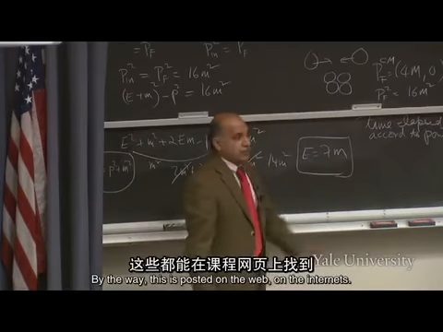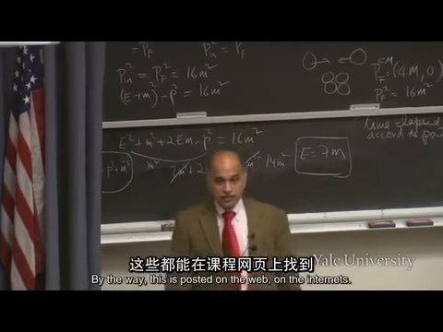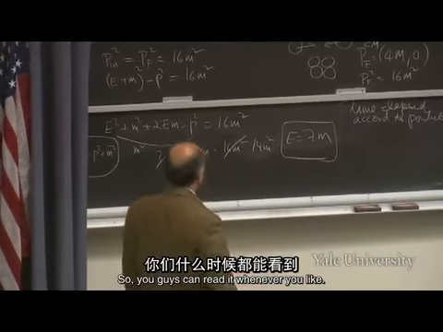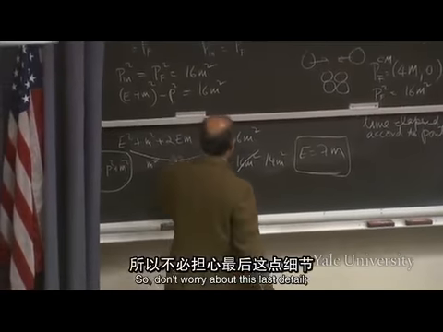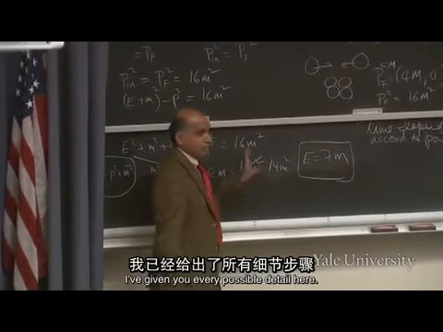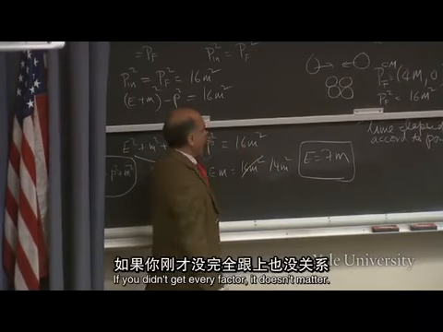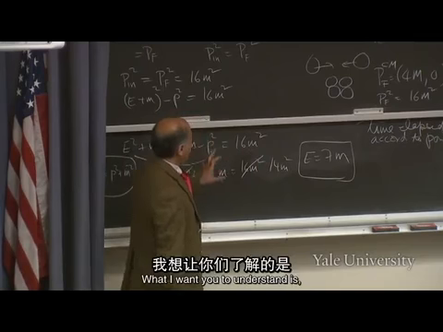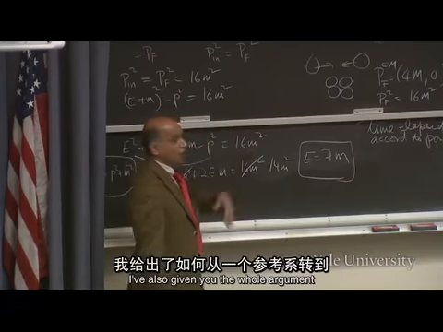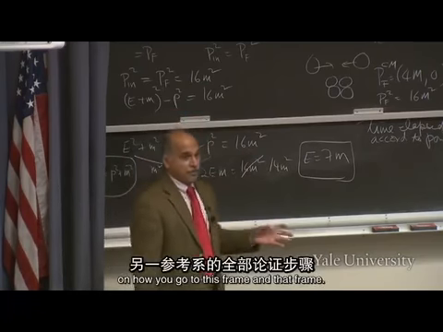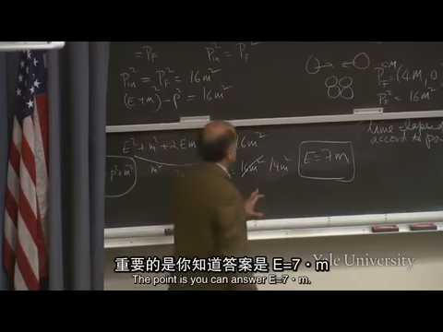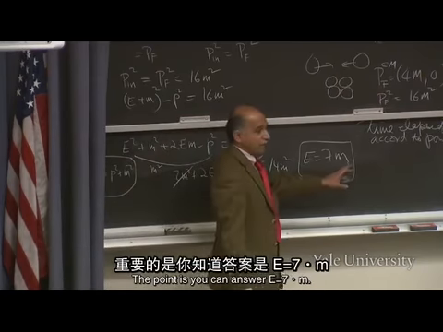By the way, this is posted on the internet, so you can read it whenever you like. So don't worry about this last detail. I've given you every possible detail here. If you didn't get every factor, it doesn't matter. What I want you to understand is, I've also given you the whole argument on how you go to this frame and that frame. The point is, you get an answer E equals 7m.